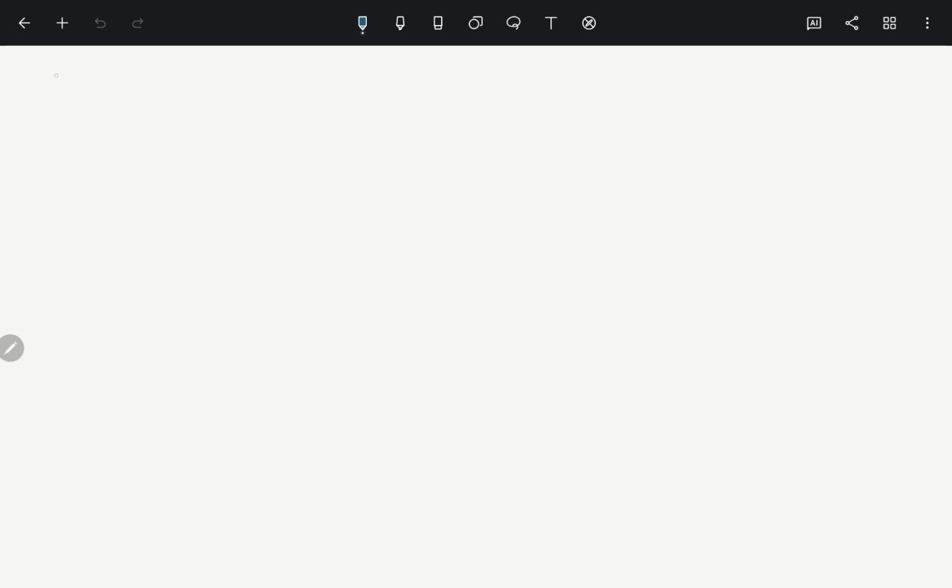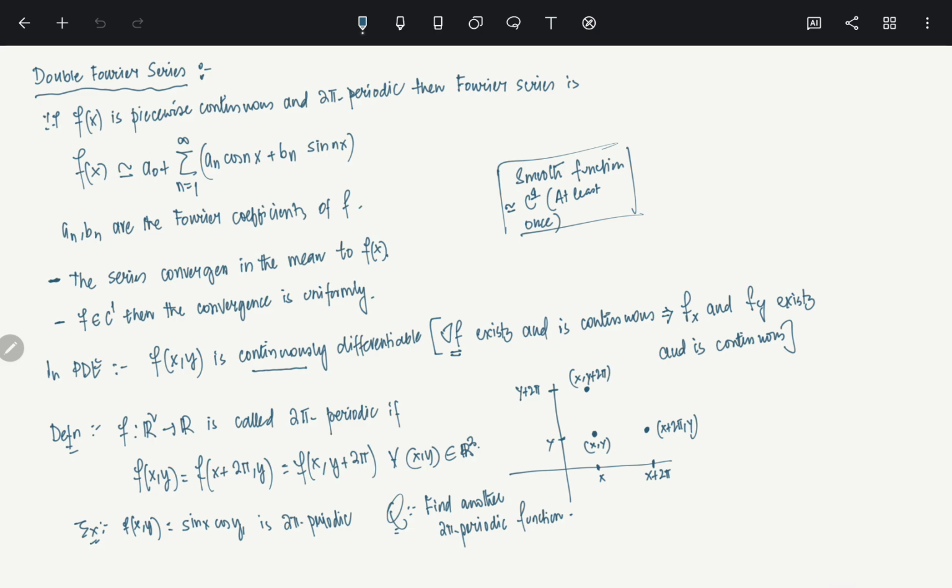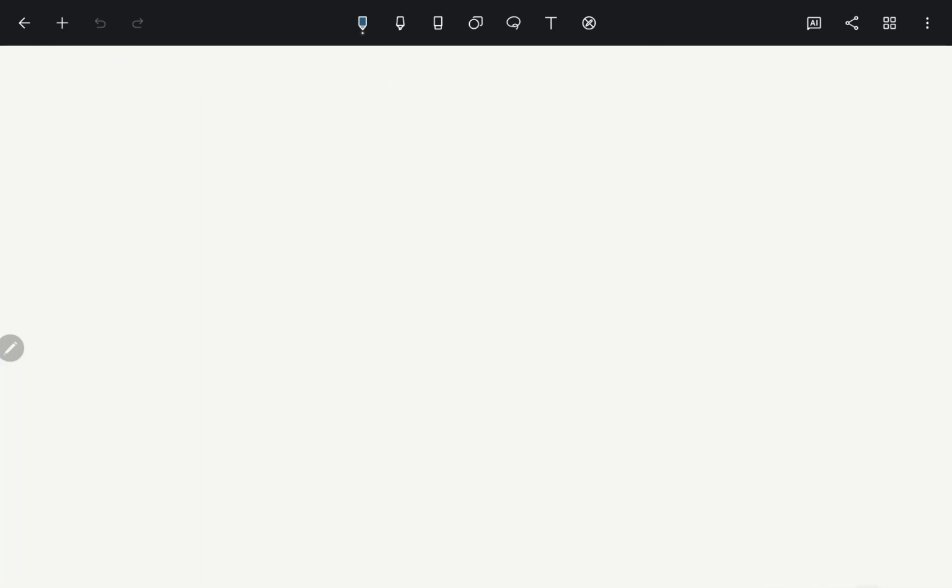Now with that said, what we want to find out is, given a function like this, in PDE we always talk about several variable functions, right? So we need to know if we can find a Fourier series. If I give you such a function, can you find a Fourier series out of it? This is very easy actually.